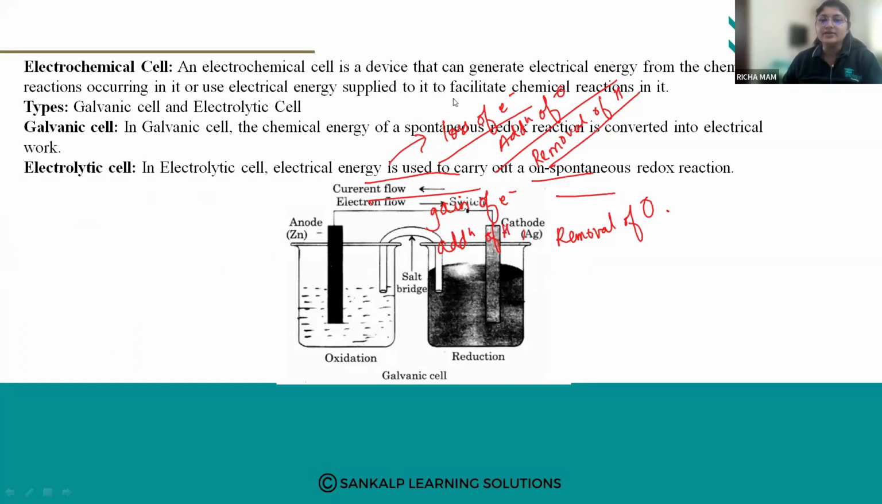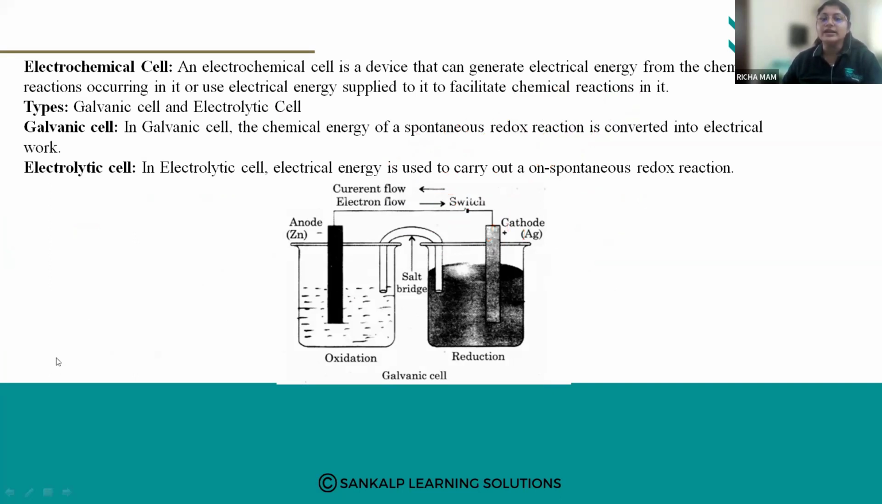Let us start with the electrochemical cell. We know now that an electrochemical cell is a device which converts chemical energy into electrical energy. This is the galvanic cell. It is a device which generates electrical energy from the chemical reaction occurring in it, or uses electrical energy supplied to it to facilitate chemical reactions in it. So there are two types of electrochemical cells: one is the galvanic cell, another is the electrolytic cell.